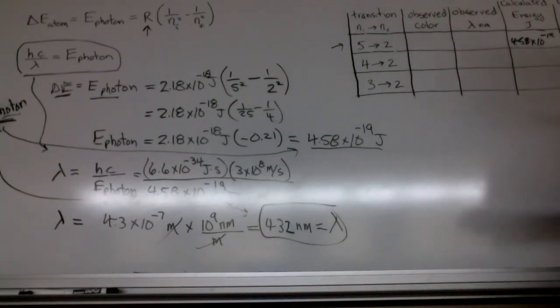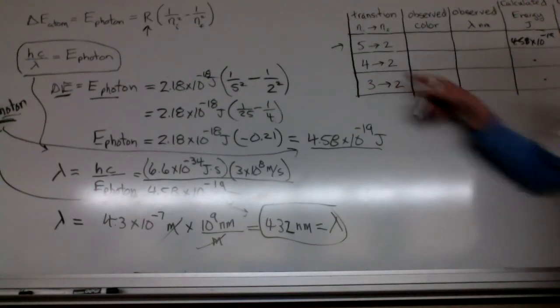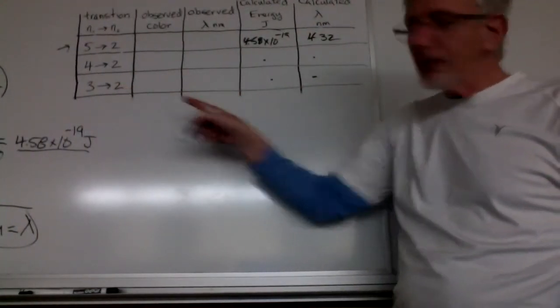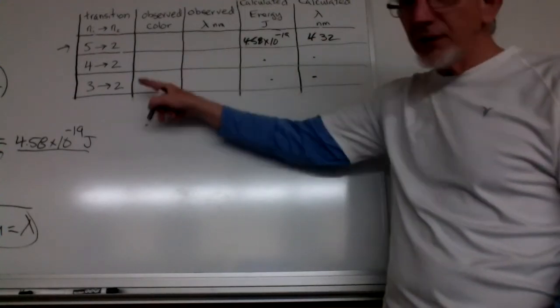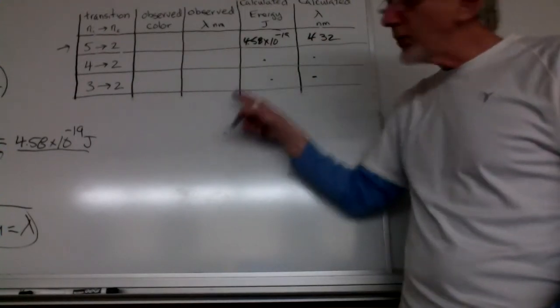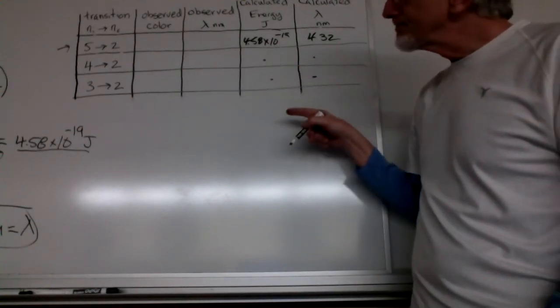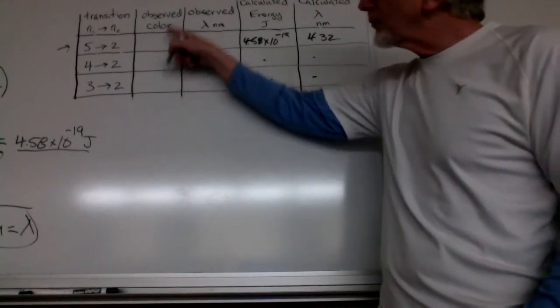Now, what do you do with this? Now you're going to fill in these other values. You would do the same kind of calculation for the 4 to 2 transition and for the 3 to 2 transition, and so you get these last 2 columns filled in. And now you're going to look back over here and decide which of these transitions goes with which wavelength.